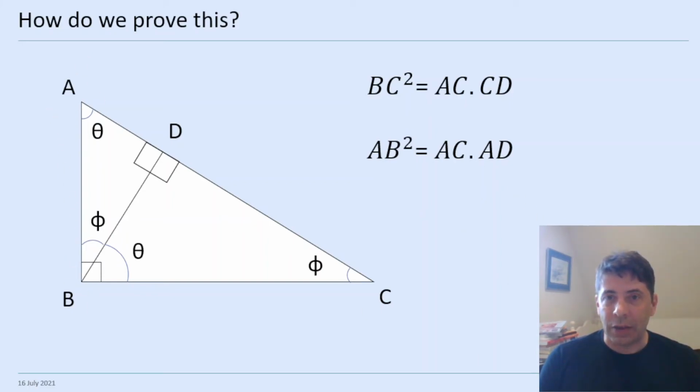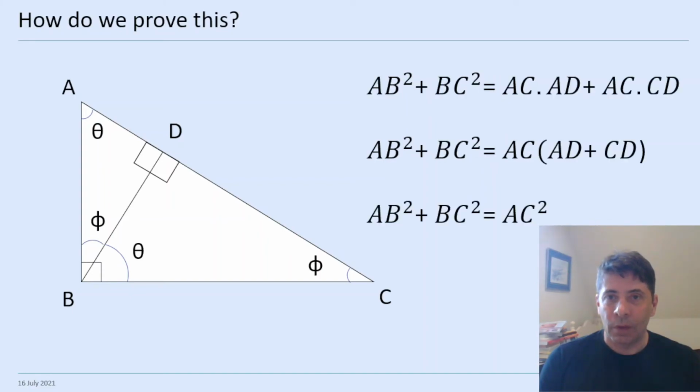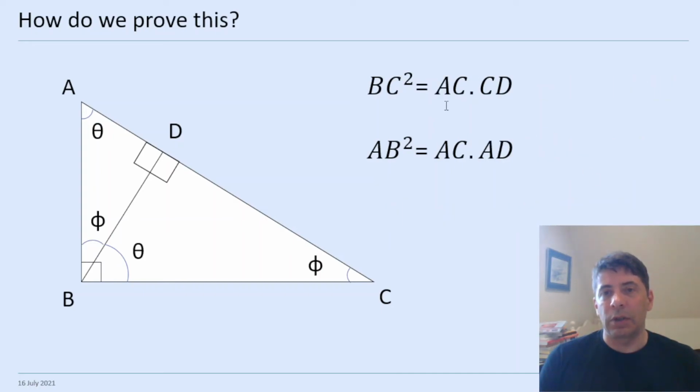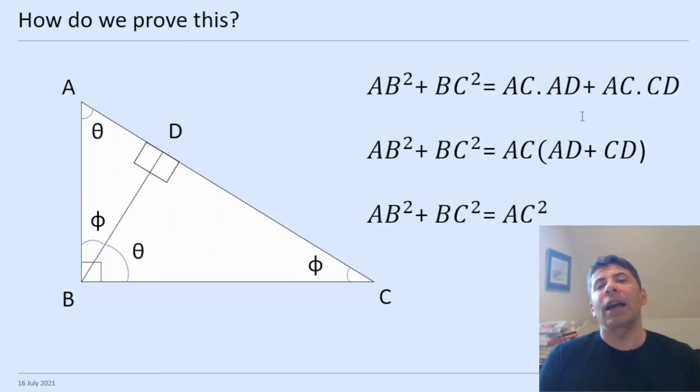Then we're going to add these two together, AB squared plus BC squared. AB squared plus BC squared equals, from the previous page, AC CD plus AC AD. So it equals AC AD plus AC CD, and then we can take out AC as a common factor. We're just left with AD plus CD. Now AD is that bit, CD is that bit. Add them together, we get another AC. So AB squared plus BC squared equals AC squared. That is Pythagoras' theorem proved. So we've basically proved it using the ideas of similar triangles, which is really nice.